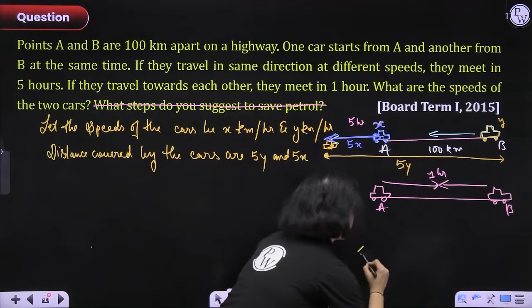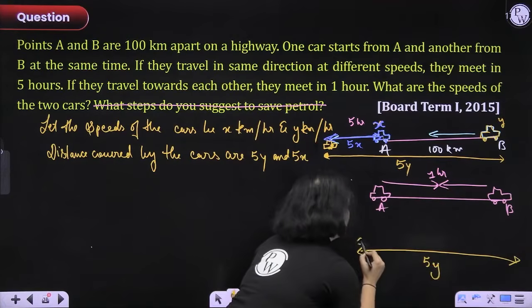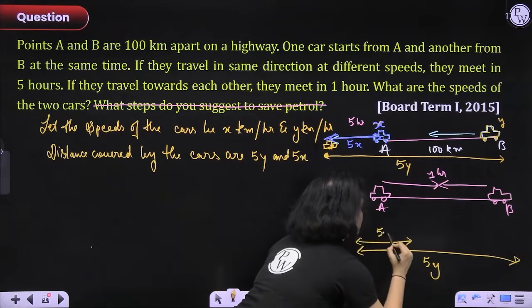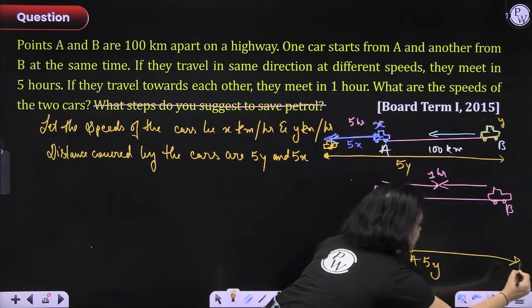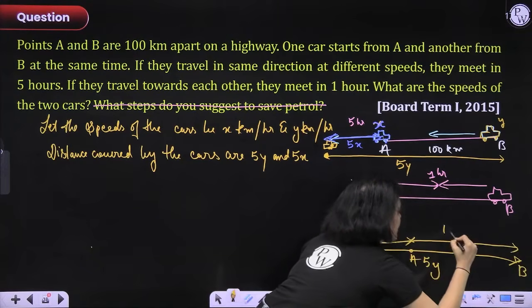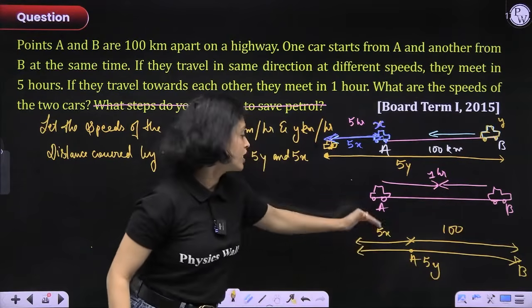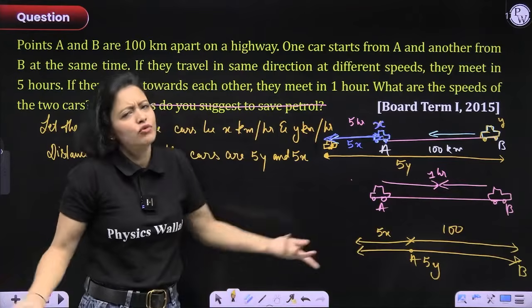You can think about it like this. This is 5y. From here to here, this is 5x. This was point A, this was point B. Now I know that A to B is what? 100. So there are multiple ways of looking at it. 5x plus 100 is 5y, or 5y minus 5x is 100. Whatever you want to write.